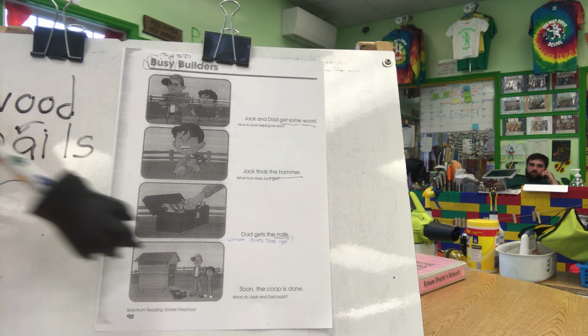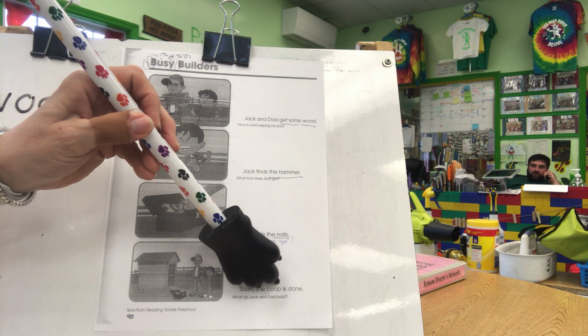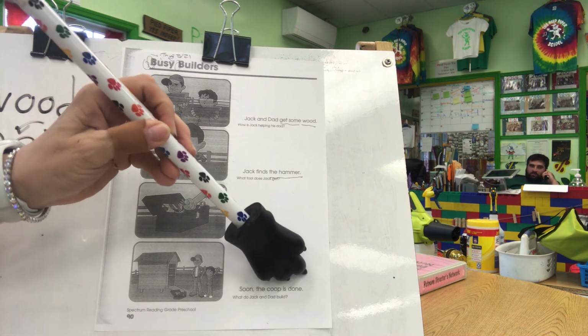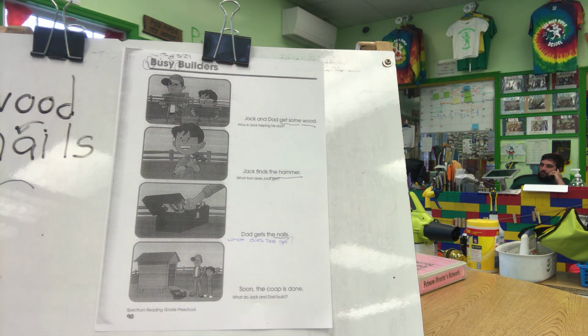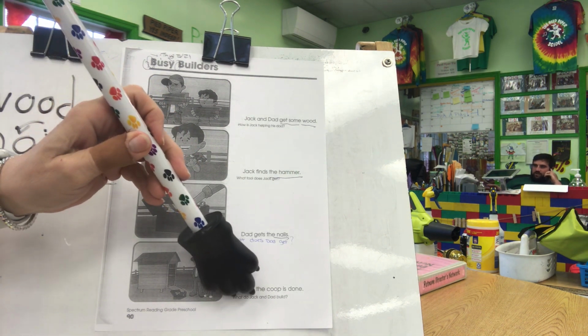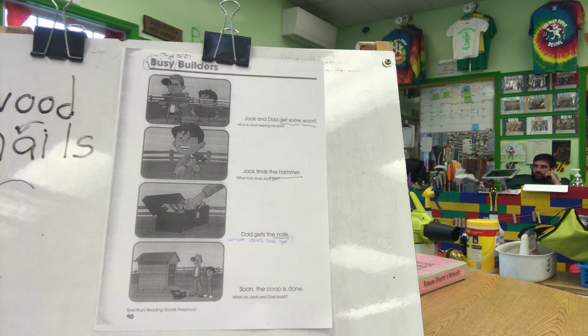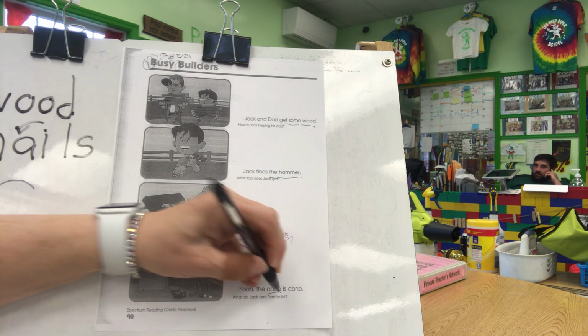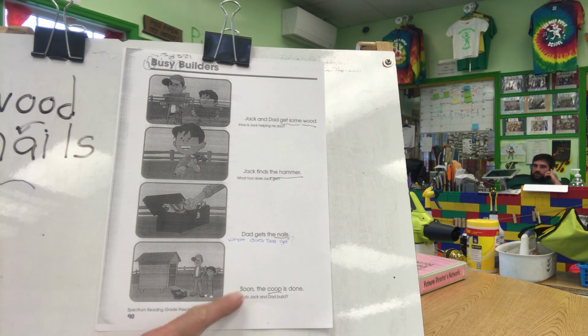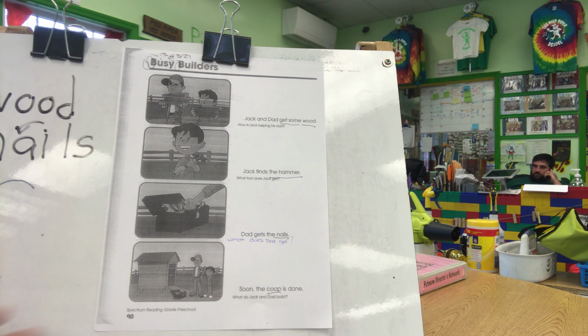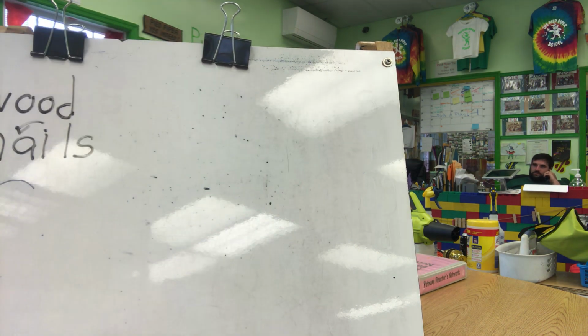And the last picture. Soon the coop is done. What did Jack and Dad build? There's the answer right there. Coop. So when you are looking to answer questions, always go back to the story. It will help you know the answer.